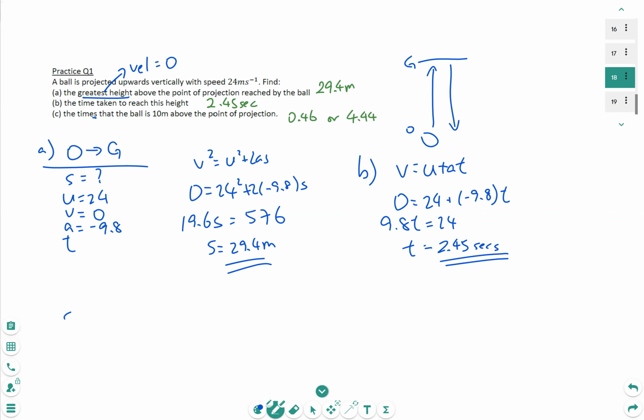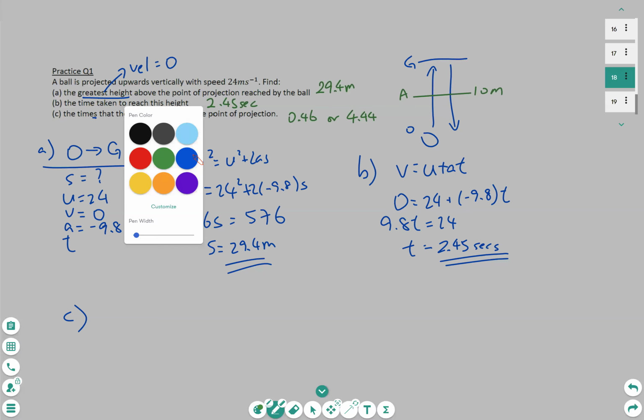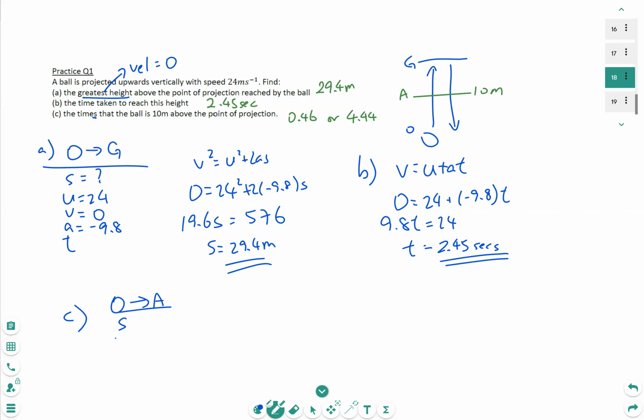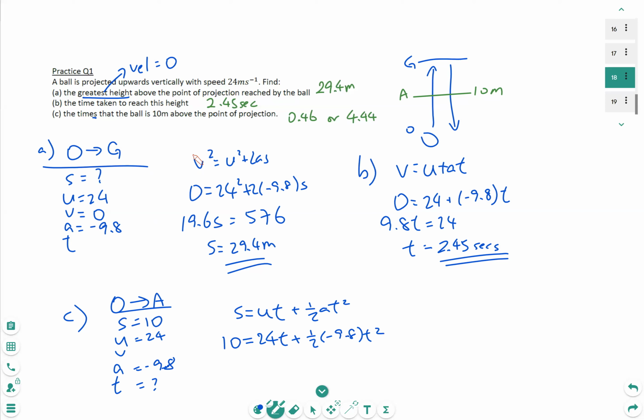Question C. Find the times the ball is 10 meters above the point of projection. We can call this point A, which is 10 meters. We want to set up a different Suvat, this time from O to A. S is 10 meters, u is still 24. Now v is no longer 0 because it's not the greatest height. A is minus 9.8, and t is unknown. So s equals ut plus a half at squared: 10 equals 24t plus a half times minus 9.8t squared.